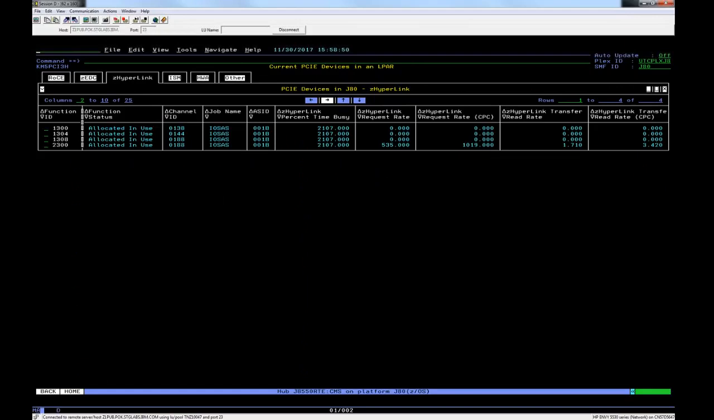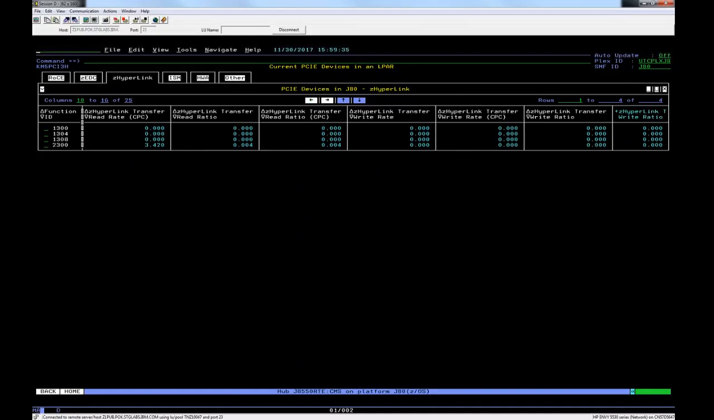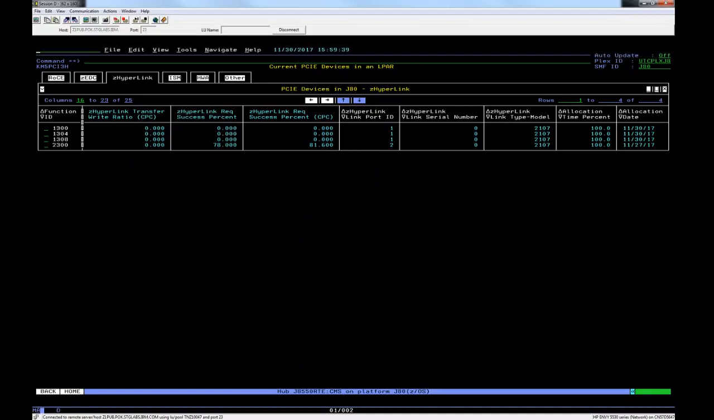But again, we see metrics at the LPAR level and at the complex level. As we move across, there are request rates, read rates, read ratios, write rates, write ratios, and we'll also see that, and I apologize, there's an upcoming PTF which will resolve some issues that we only saw post-GA with the Hyperlink. The link port ID is fine, but the serial number and the type model are invalid right now. And I think the utilization earlier, but that's resolved in the PTF that we're about to release.